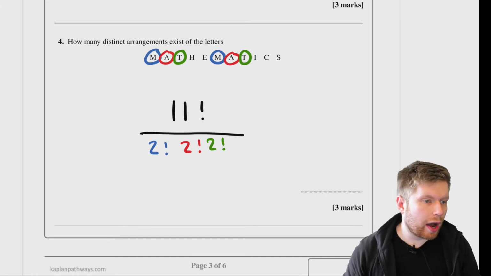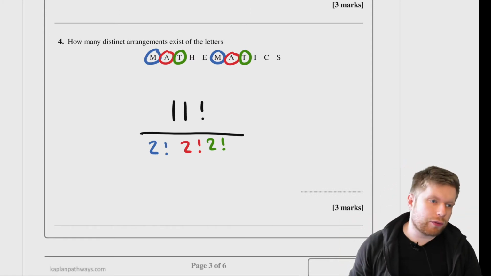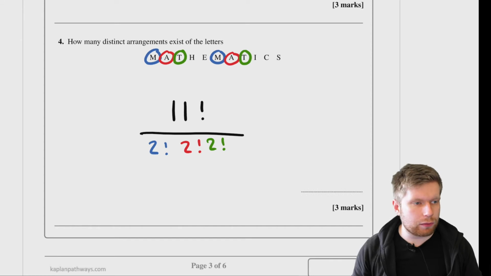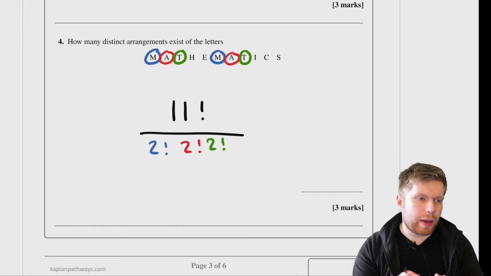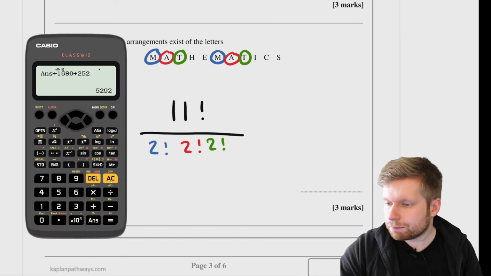Okay, so in total, I have 11 factorial ways of arranging those 11 letters, but I need to account for the fact that I could flip any of the M's around, flip any of the A's around, or flip any of the T's around. Okay, fine. So now I can just stick this all into my calculator.